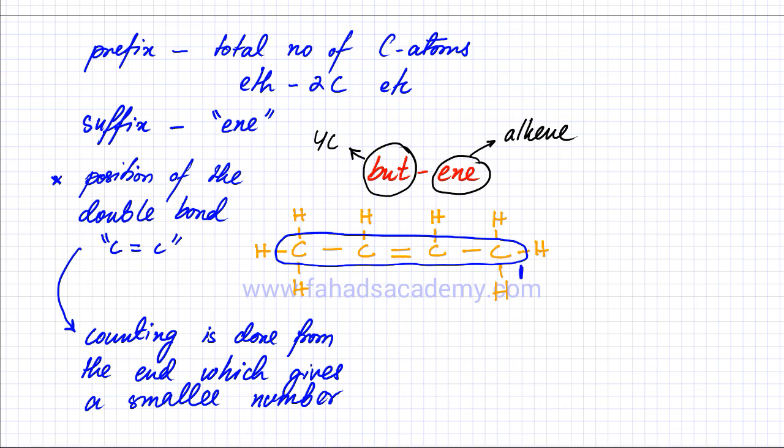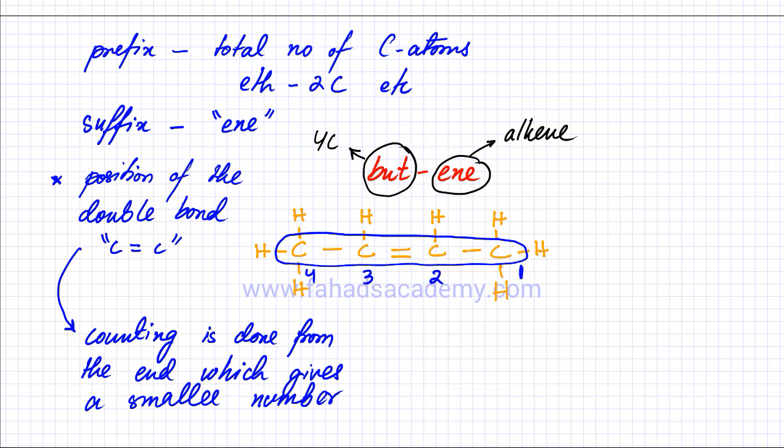Let me correct this. So this is 1. This carbon atom is 2. This carbon atom is 3. And this carbon atom is 4. So if I count from this end, then the double bond position and the nearest carbon atom on which the double bond is located is at position number 2.